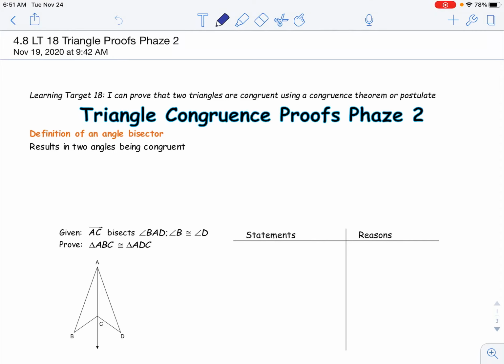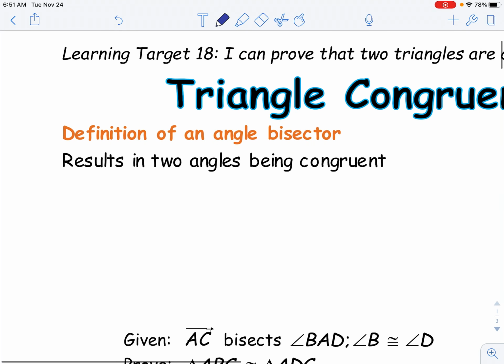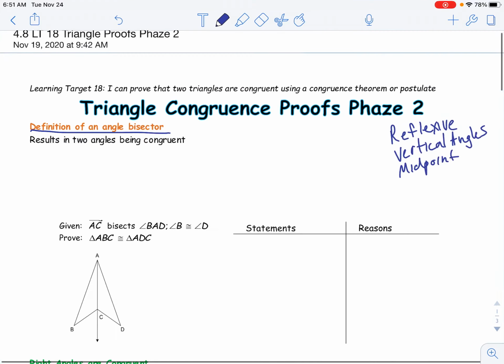All right, students, we're here with triangle congruence proofs phase 2. So we talked about 3 popular things from yesterday to help us with our congruence proofs: reflexive, vertical angles, and then midpoints. All right, we're going to talk about more popular things that's going to help us. And for whatever reason, this first one, I find that students like to struggle with this one. Not really sure why, because I always do a really good job of explaining it.